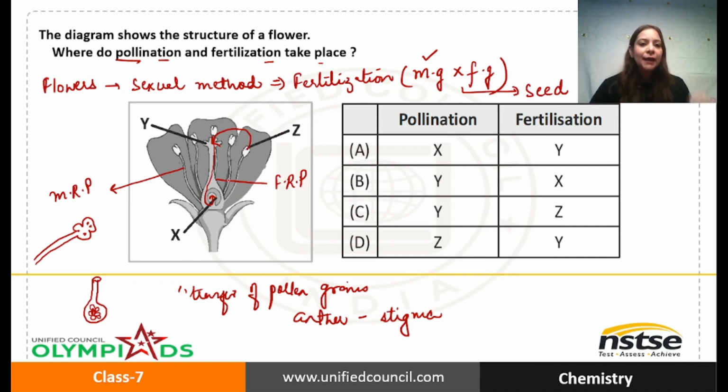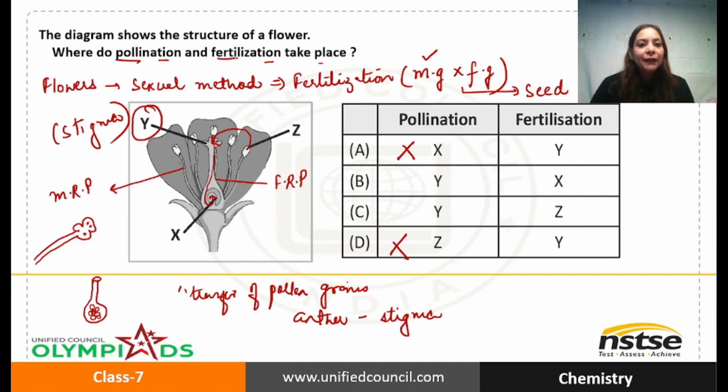Now here in this case, we need to tell where pollination and fertilization take place. So I hope it is clear that pollination obviously takes place when the pollen grains from the anther move to the stigma of the flower. Okay, so that means pollination takes place at Y, because here Y indicates stigma. So pollination occurs at Y. So that means the option which has X is wrong and which has Z is wrong. So we can go with option B or C, either of them.